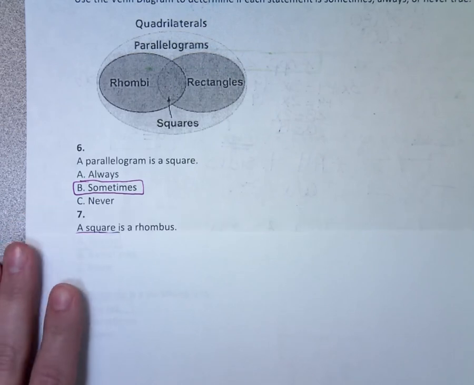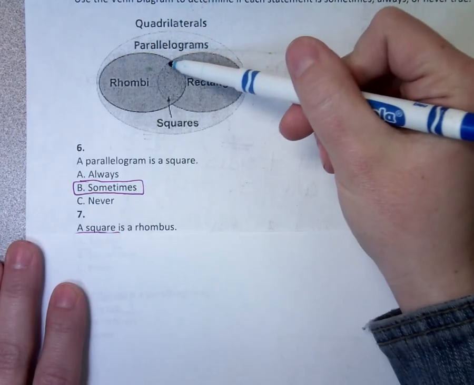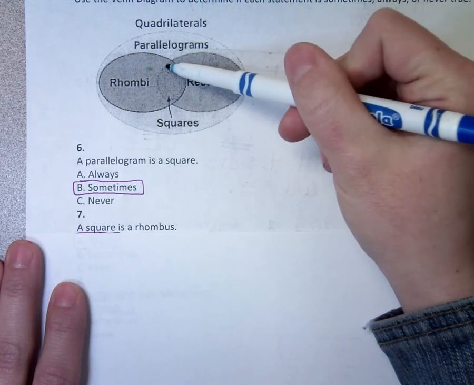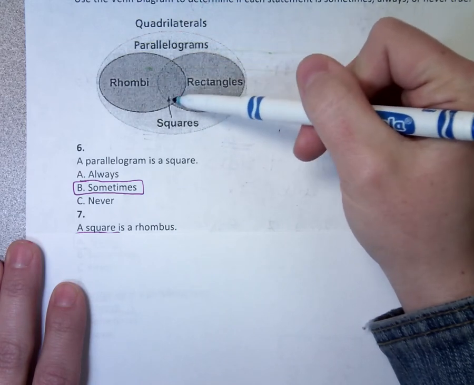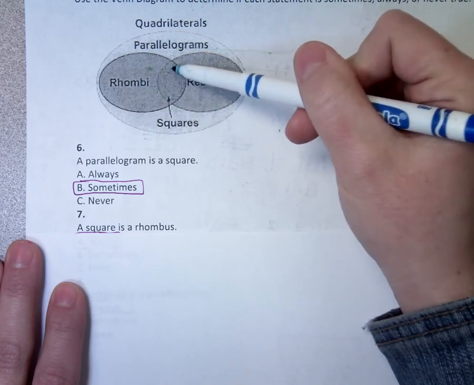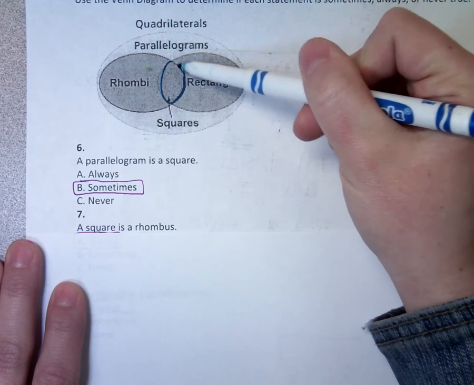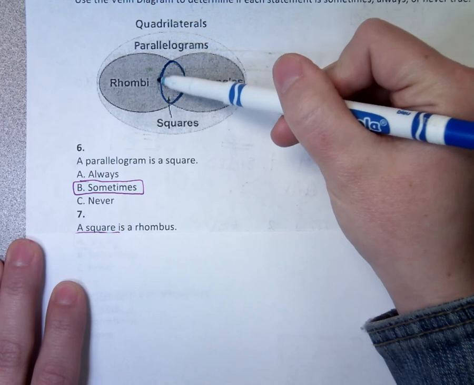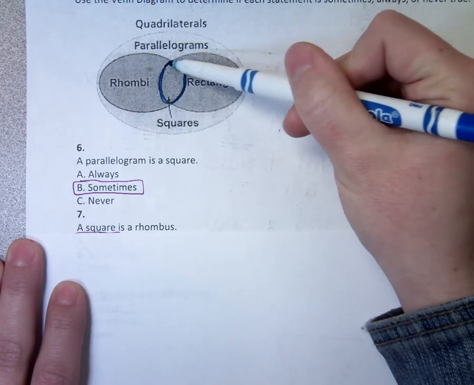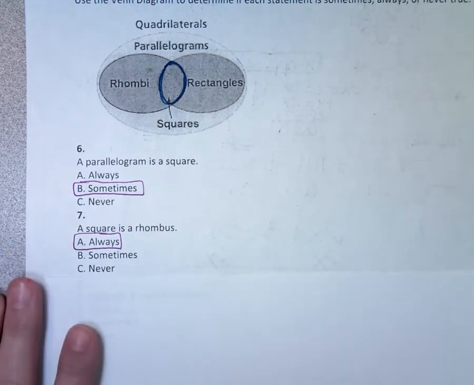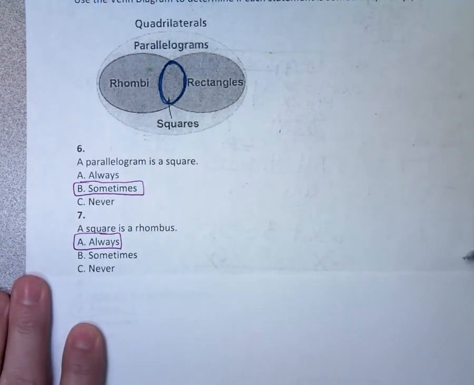Okay, this next one. A square is a rhombus, and that is always. All squares are both a rhombus and a rectangle. So all of our squares, which are right in here, are both a rhombus and a rectangle because it's the rhombus and the rectangle circles that overlap in the square section. So that is always. A square is always a rhombus.